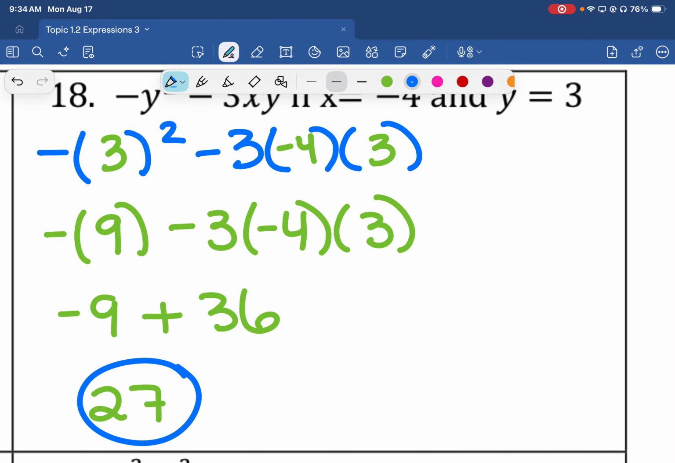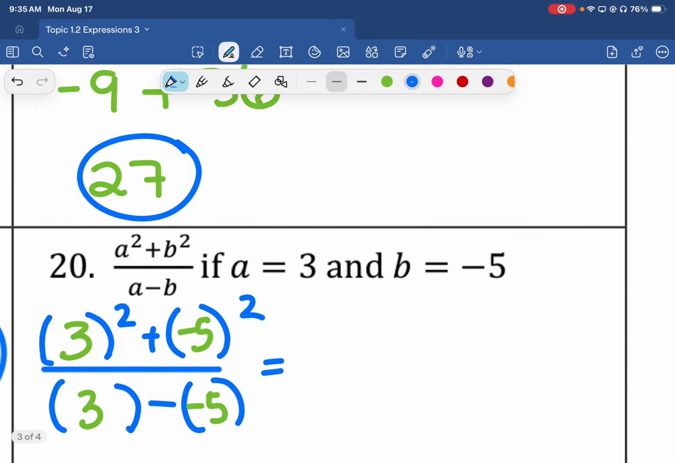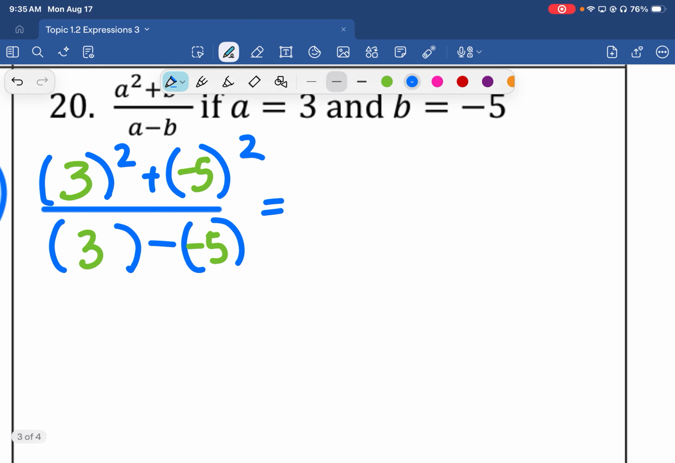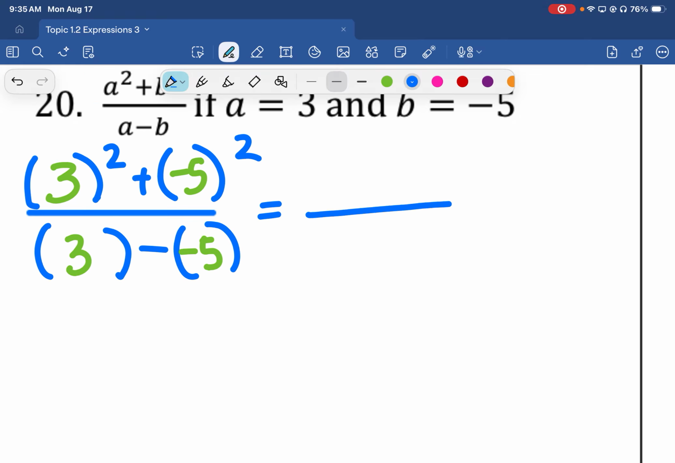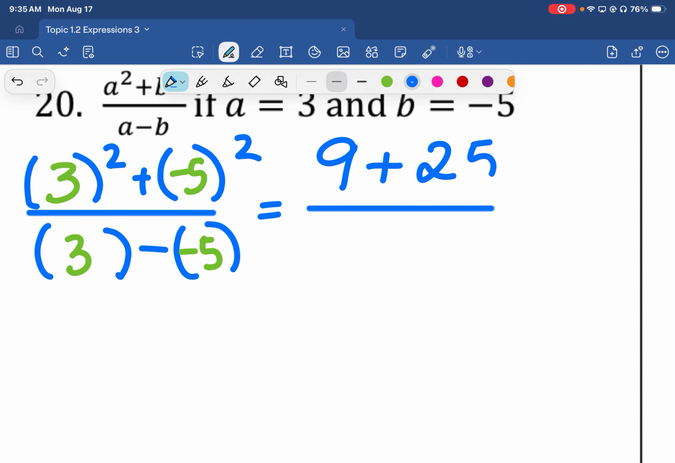Now, for number 20, our setup should look like this, okay? In our numerator, what is 3 squared? 9. What is negative 5 squared? Okay, in our denominator, we have 3 minus negative 5. What does that mean we need to do? When you subtract a negative number, you... What is 3 plus 5? And then what is 9 plus 25?